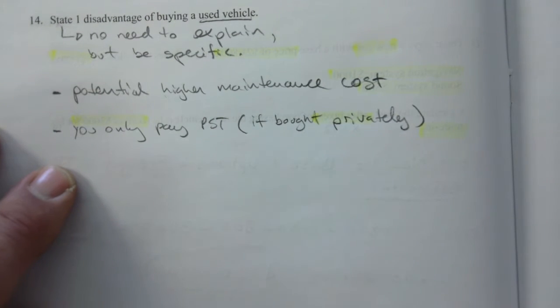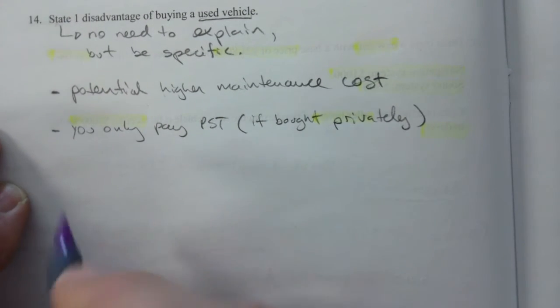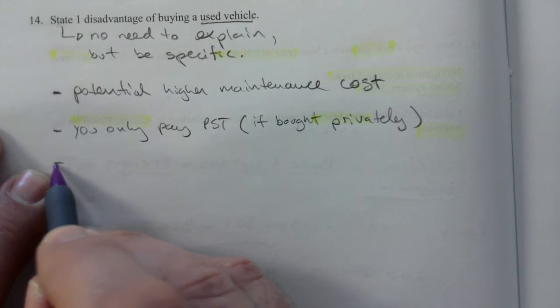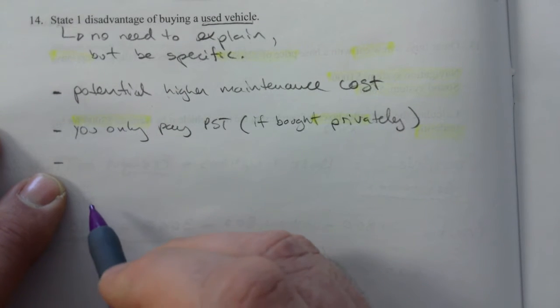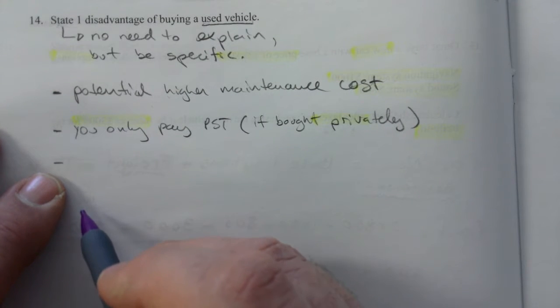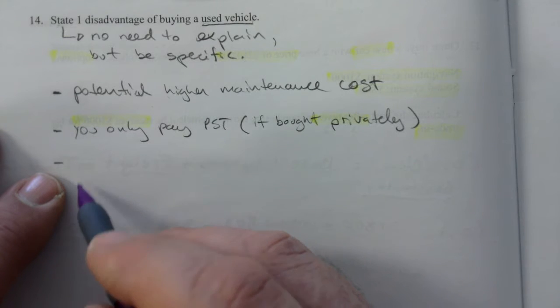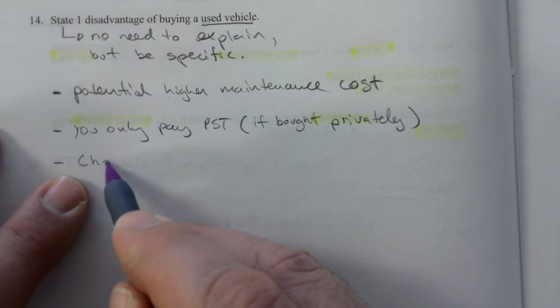Okay, that is a big one, you need to include that because it's not always the case. You only pay PST. What else can you put down? Cheaper to insure.